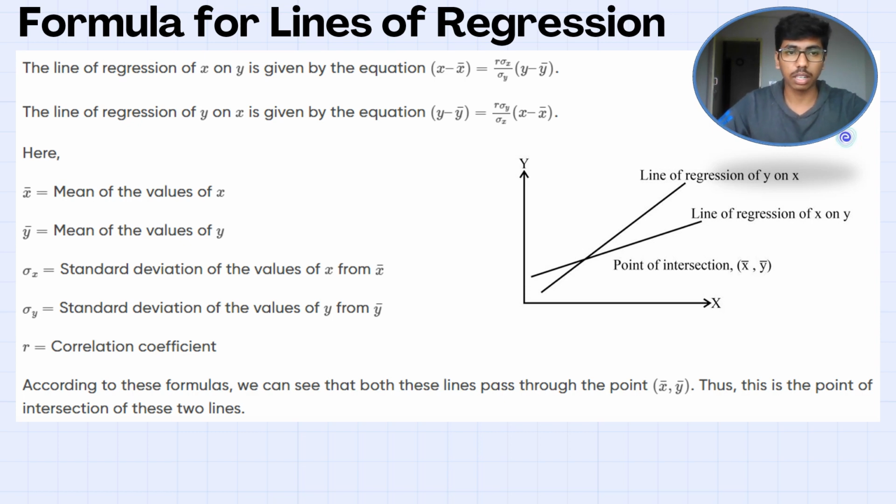Here x bar is the mean value of x, y bar is the mean value of y. Sigma x is the standard deviation of the values of x from x bar, sigma y is the standard deviation of values of y from y bar. r is the correlation coefficient. According to these formulas, we can see that both the lines pass through the point x bar, y bar, thus it is the intersection of these two lines.